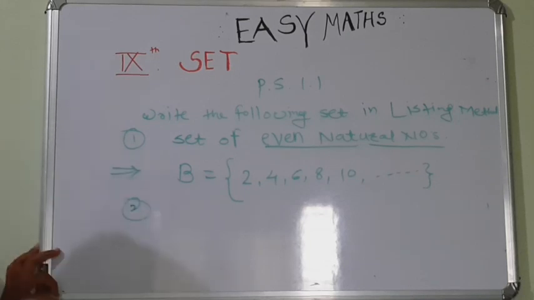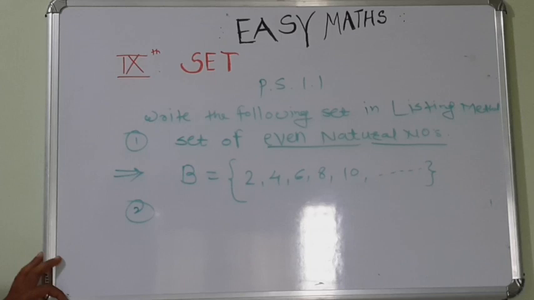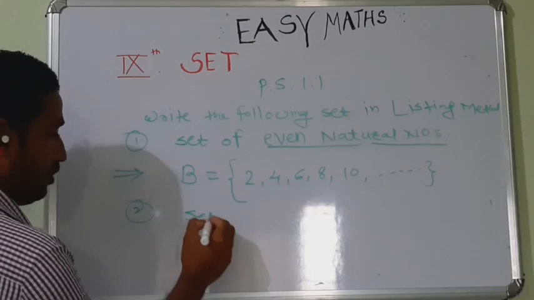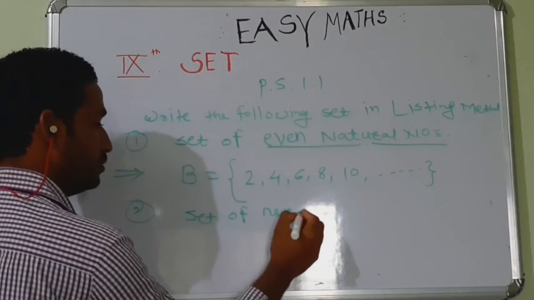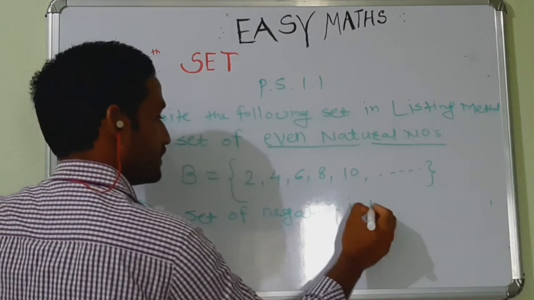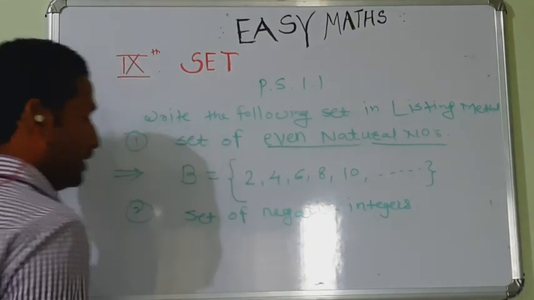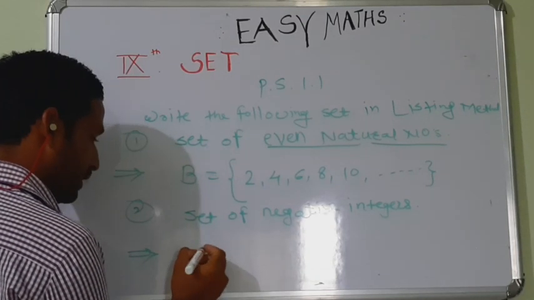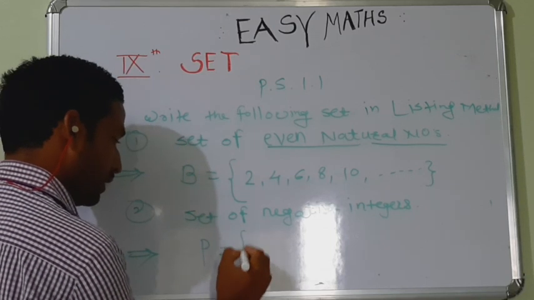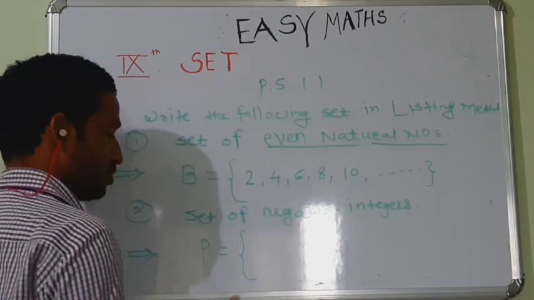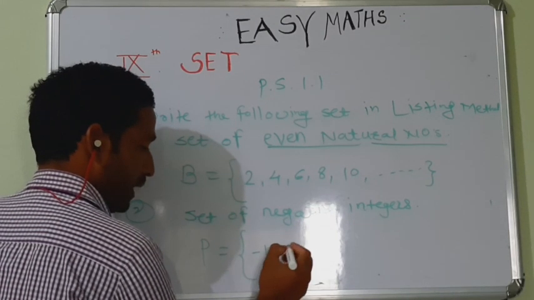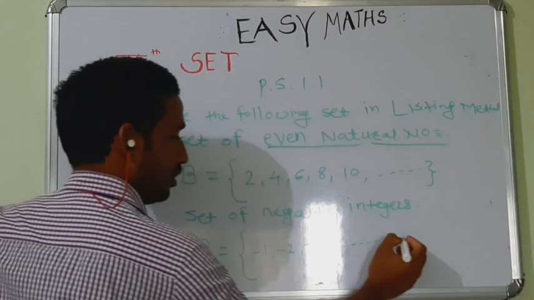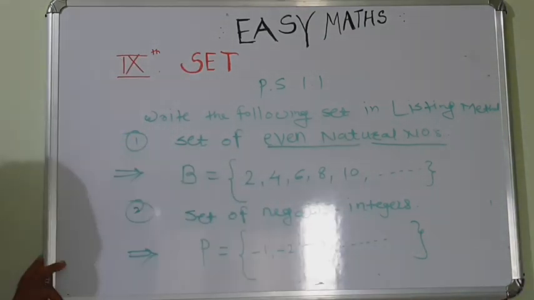Question number 2. Set of negative integers. We can write by notation set P equal to set of negative integers, means what? -1, -2, -3 up to infinity. This is our set of negative integers. Got it?